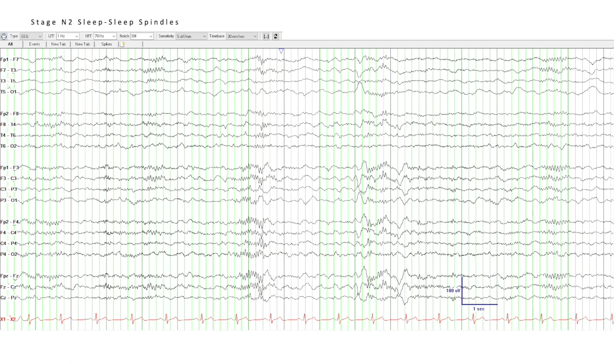Here we see examples of characteristic sleep spindles. You see a 14 Hz waveform here approximately that is maximal over the central and parasagittal electrodes. Again, you see some vertex waves intermixed, but this is N2 sleep because now you are seeing sleep spindles. Notice how their duration is about 1 second or less.